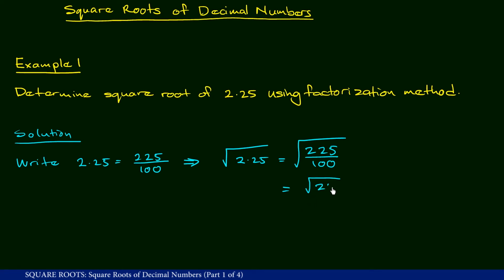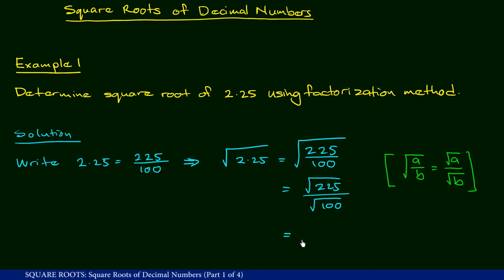And square root of 225 over 100 can be written individually like this. Square root of 225 over square root of 100. So you have to remember one rule here. That is square root of a over b. That is also equal to square root of a over square root of b. Okay, this is something that we need to memorize. So let's get back to the example here.